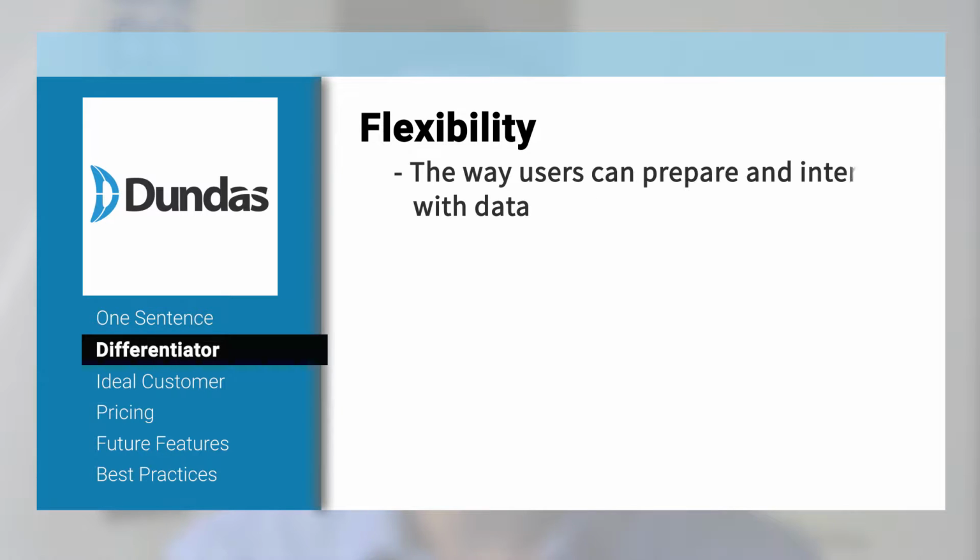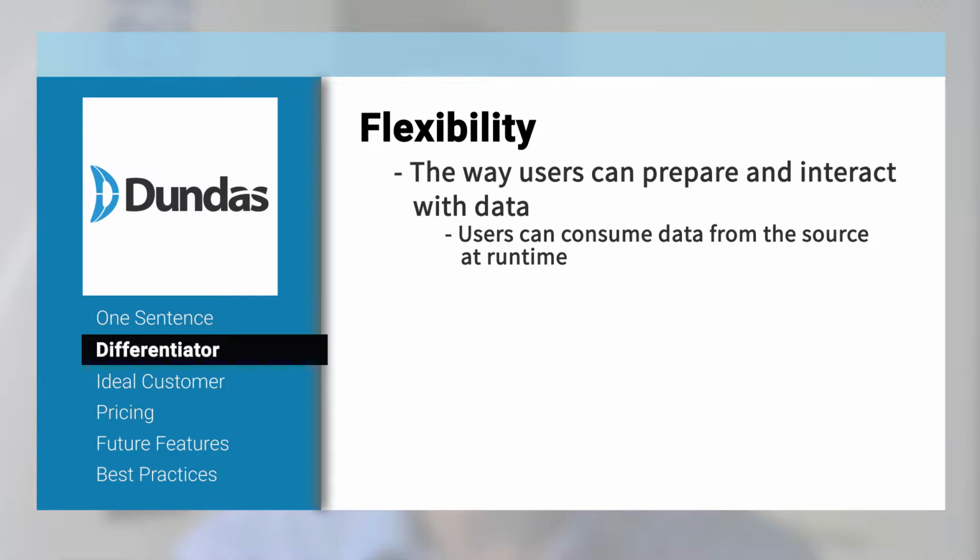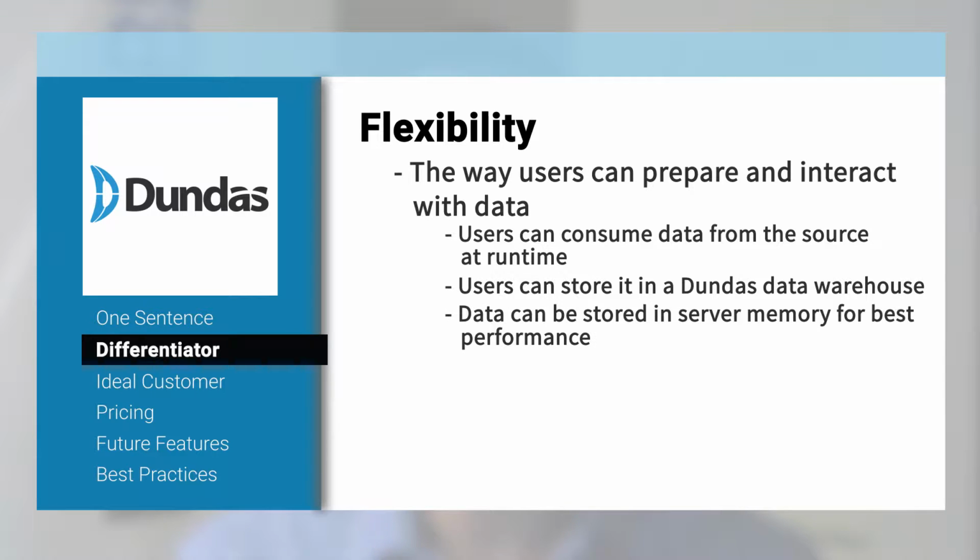So I'd say the main differentiator is tied to the flexibility that I just mentioned. It doesn't only center around how the users can display their data, but also how they can prepare and then interact with it. So users can actually consume data directly from the source at runtime, or they can store it in our data warehouse, or even keep it in their server's memory for the best performance.